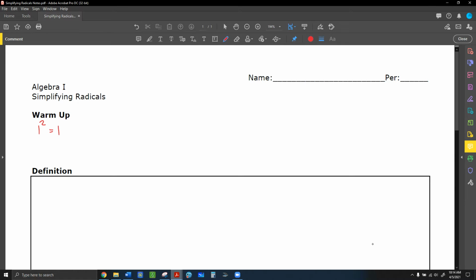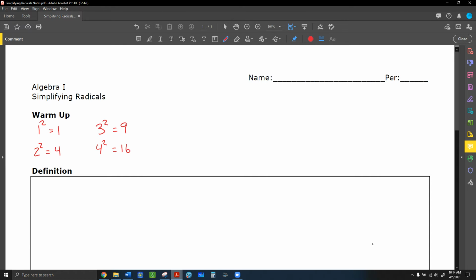we get 1 times 1, or 1. Our next perfect square is 2 squared. Well, 2 squared is 2 times itself 2 times, which is 2 times 2, 4. Our next perfect square, 3 squared, 3 times itself 2 times, or 3 times 3 is 9. Our next perfect square, 4 squared, is 4 times 4, 16.